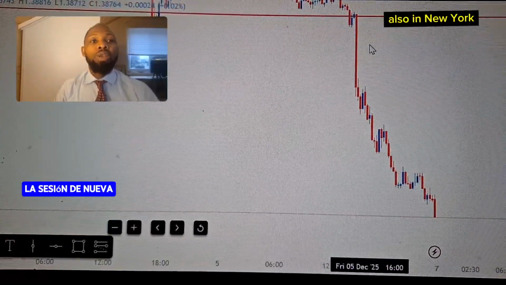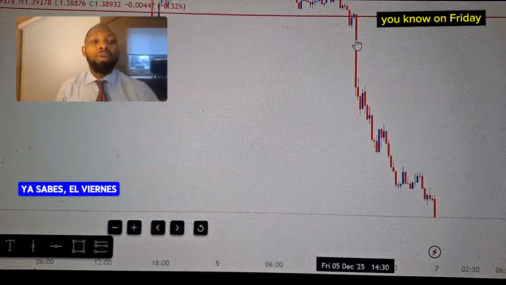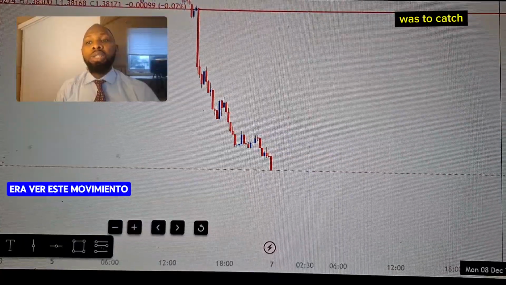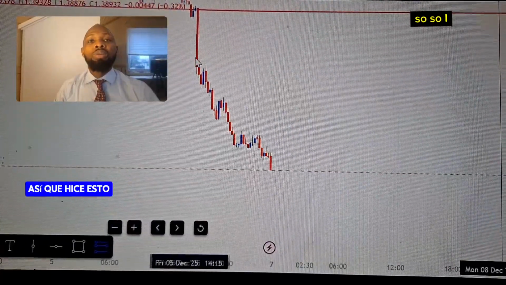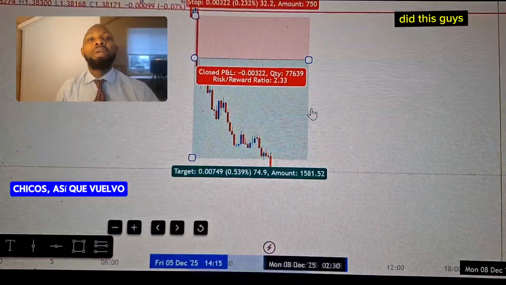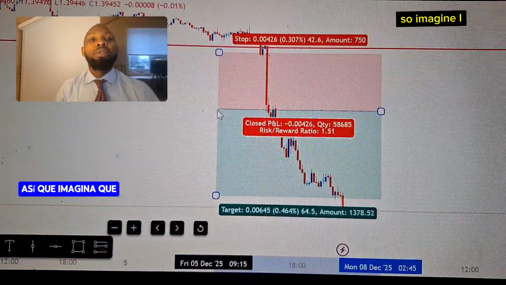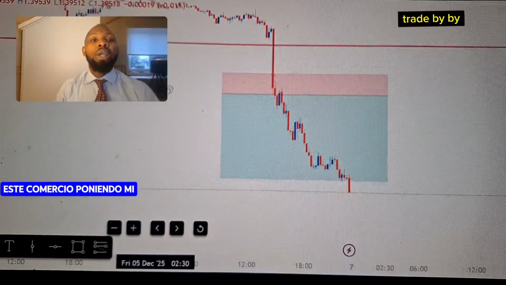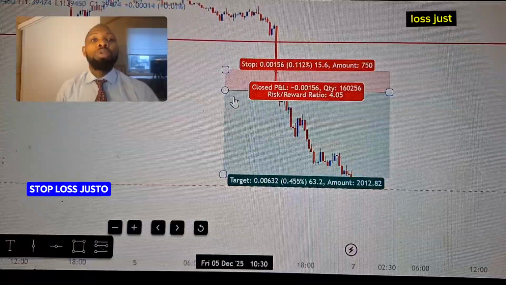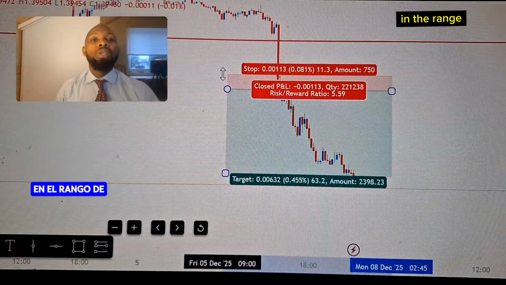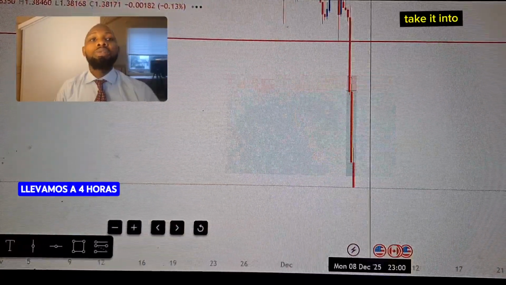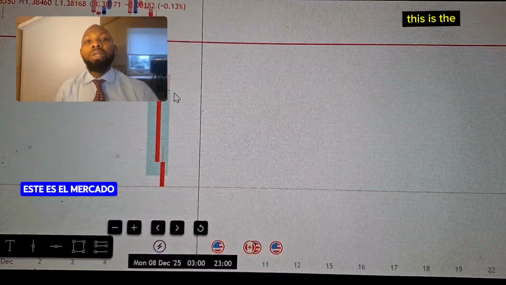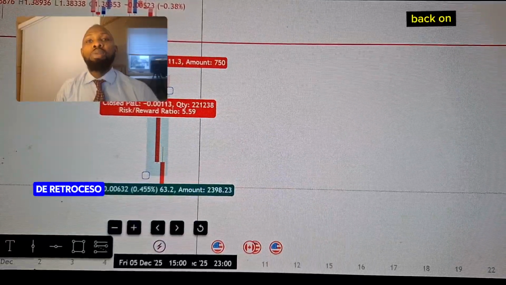And it was also in the New York session on Friday, at 4:30 or 3 o'clock. So my anticipation was to catch this move here. So I did this, guys. I re-entered this trade by putting my stop loss just in the range of the 4-hour candle. When we take it into the 4-hour candle, guys, we can see this is how it looked. This is the market just having a little bit of pullback on the 4-hour.